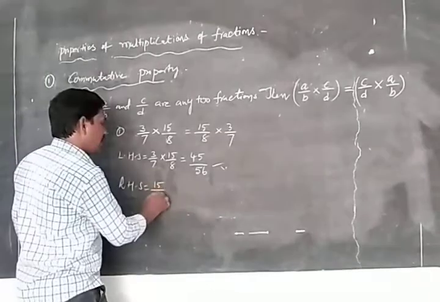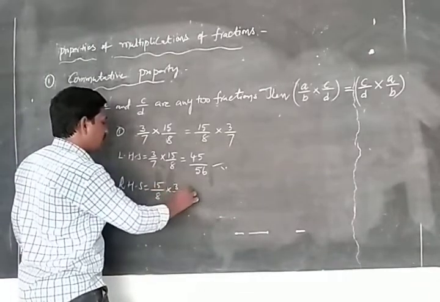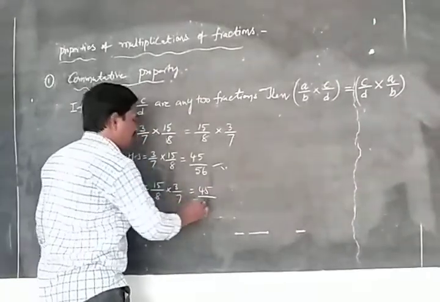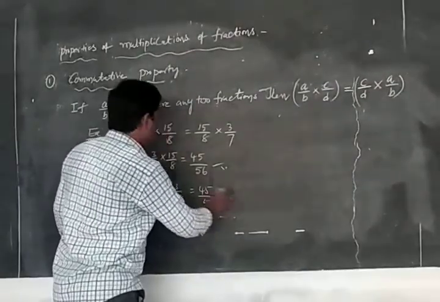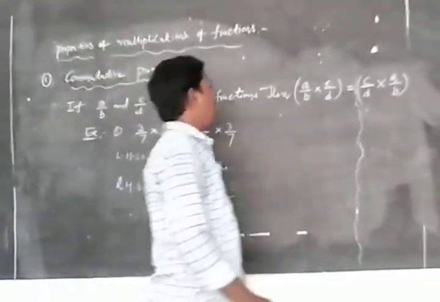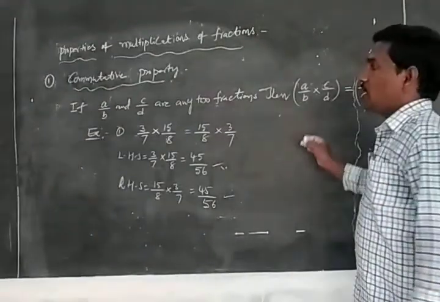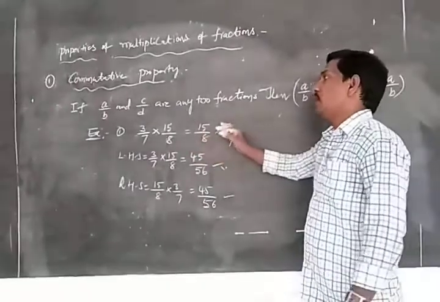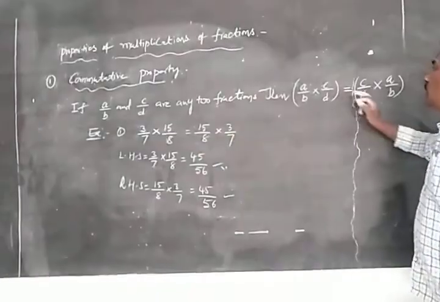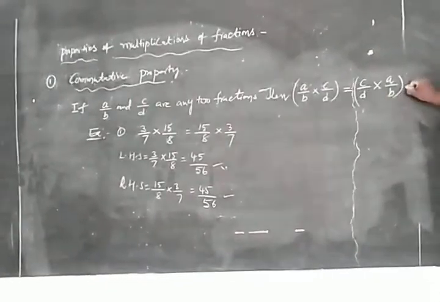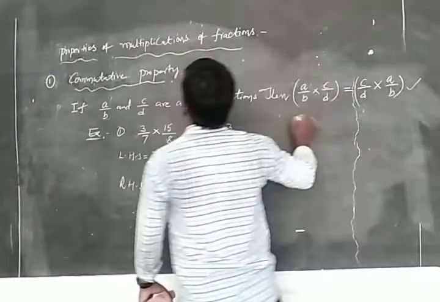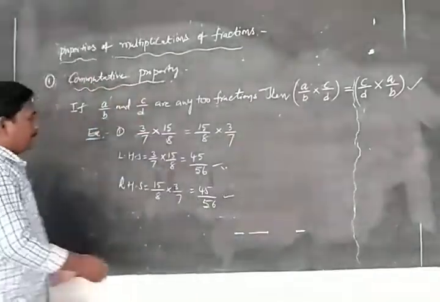And RHS: 15 by 8 into 3 by 7. 15 3s are 45, by 7 8s are 56. So we got LHS and RHS, the same answer. So we can say that if a by b and c by d are any two fractions, then a by b into c by d equal to c by d into a by b. So this is the commutative property of multiplication of fractions.